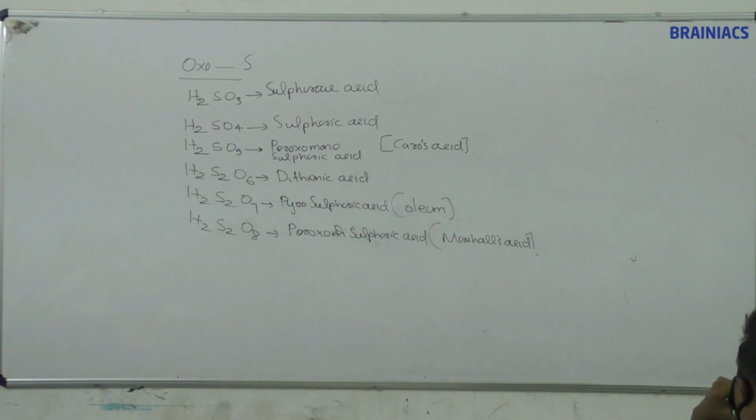So what is Caro's acid? H2SO5. What is oleum? H2S2O7. What is Marshall's acid? So what is the other name? Peroxodisulfuric acid. So what is peroxomonosulfuric acid? H2SO5. What is peroxodisulfuric acid? H2S2O8.